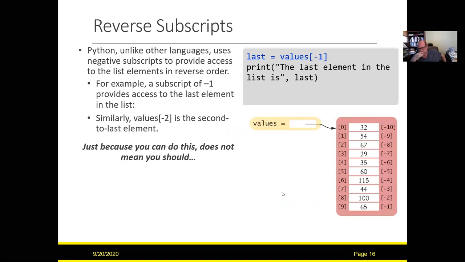Again, we do have a reverse subscript. That means you have a negative number. You can go with -2, which is the second to the last. Generally, when I use a negative number, I just use the last few. I don't go all the way through the list, but you can if you want to go.